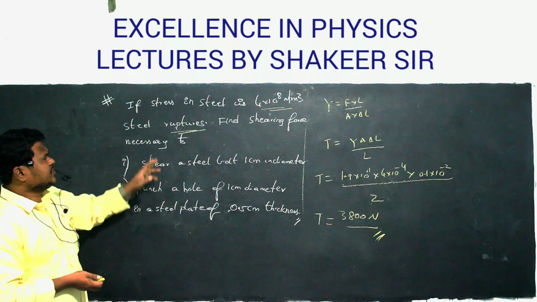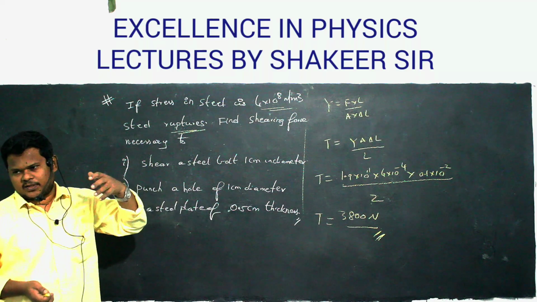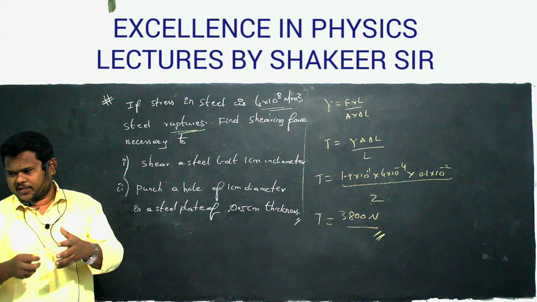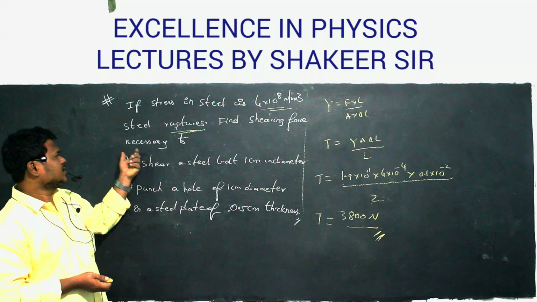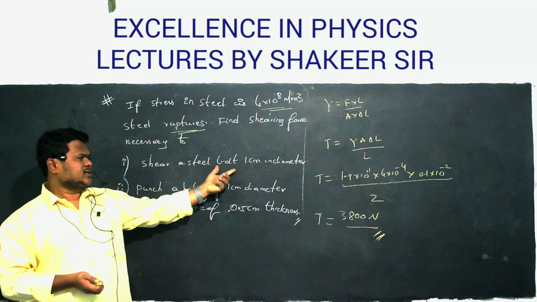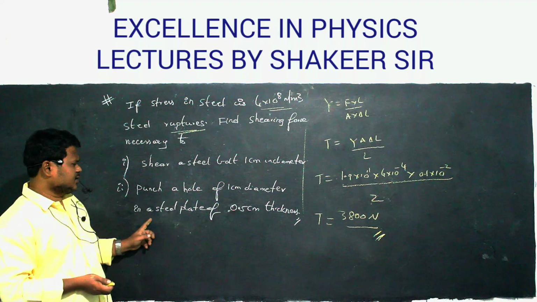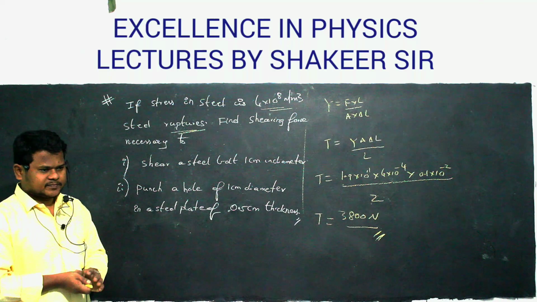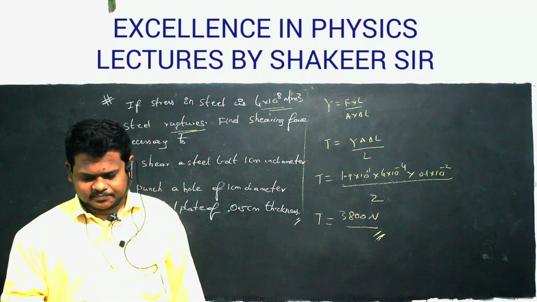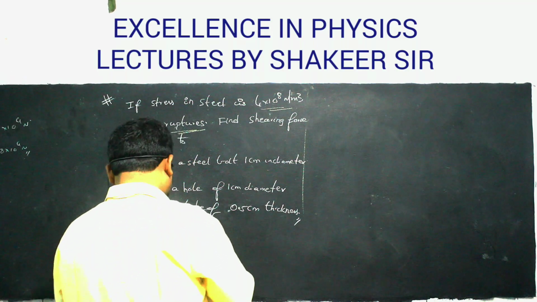Okay? So it means if I apply this much stress on this steel, it is going to rupture. It will change its shape, its dimensions will change. Then in these two conditions, I want to calculate the force necessary to shear a steel bolt. Similarly, to punch a hole of 1 centimeter diameter in a steel plate whose thickness is 0.5 centimeter. Clear? Think how you can do this one. Any idea how I can solve this one?